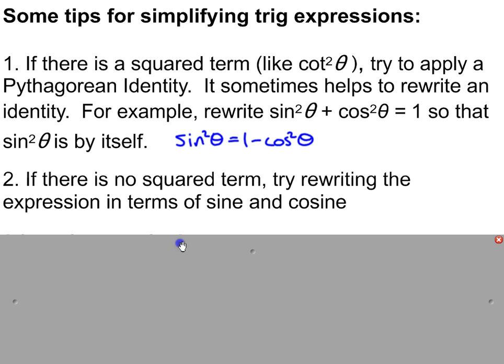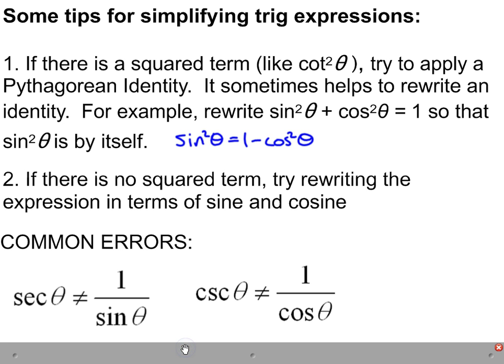Finally, a common error to avoid. S goes with C and C goes with S. Do not say that secant theta is the reciprocal of sine. Secant theta is the reciprocal of cosine, and cosecant theta is the reciprocal of sine. So make sure you get those right. S goes with C, C goes with S.